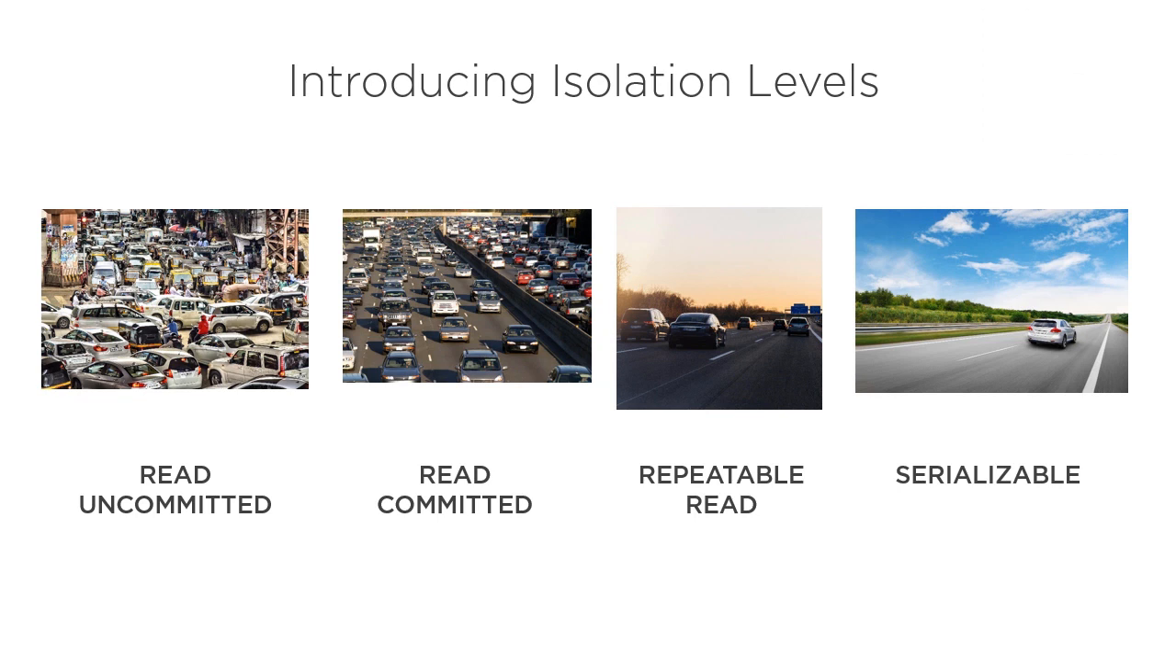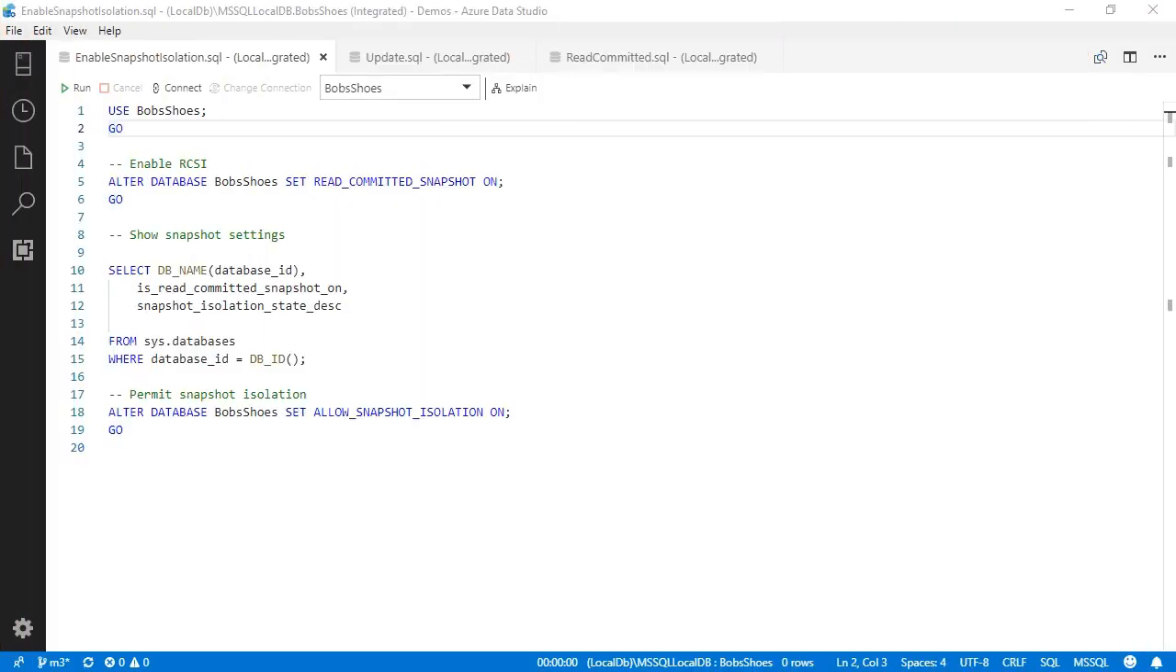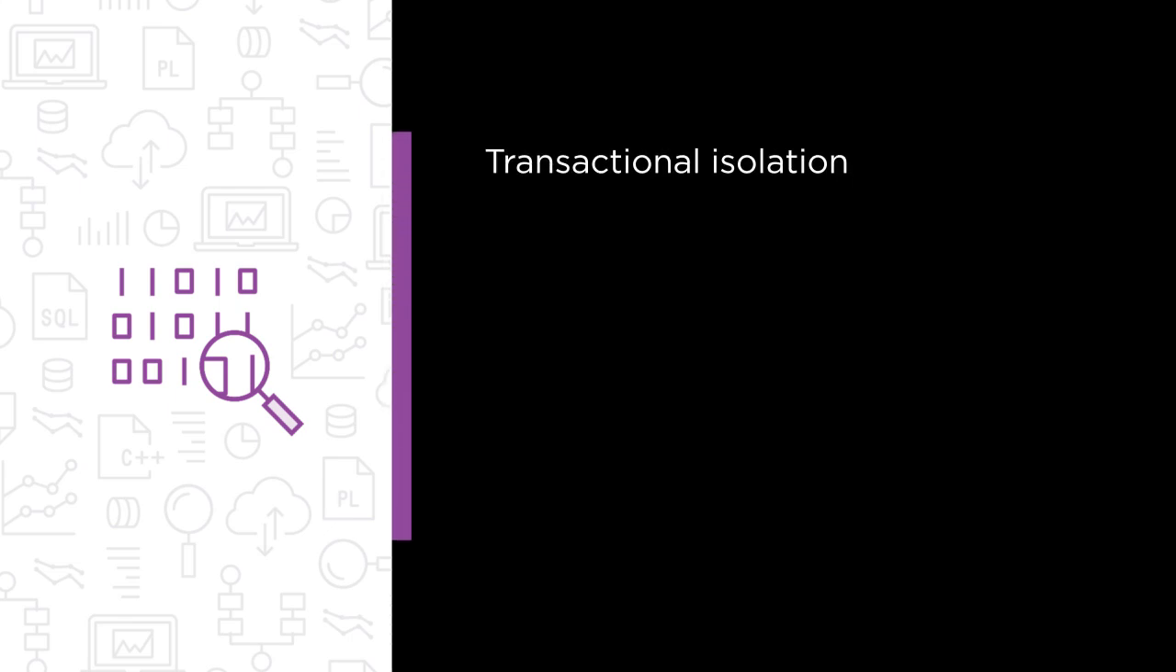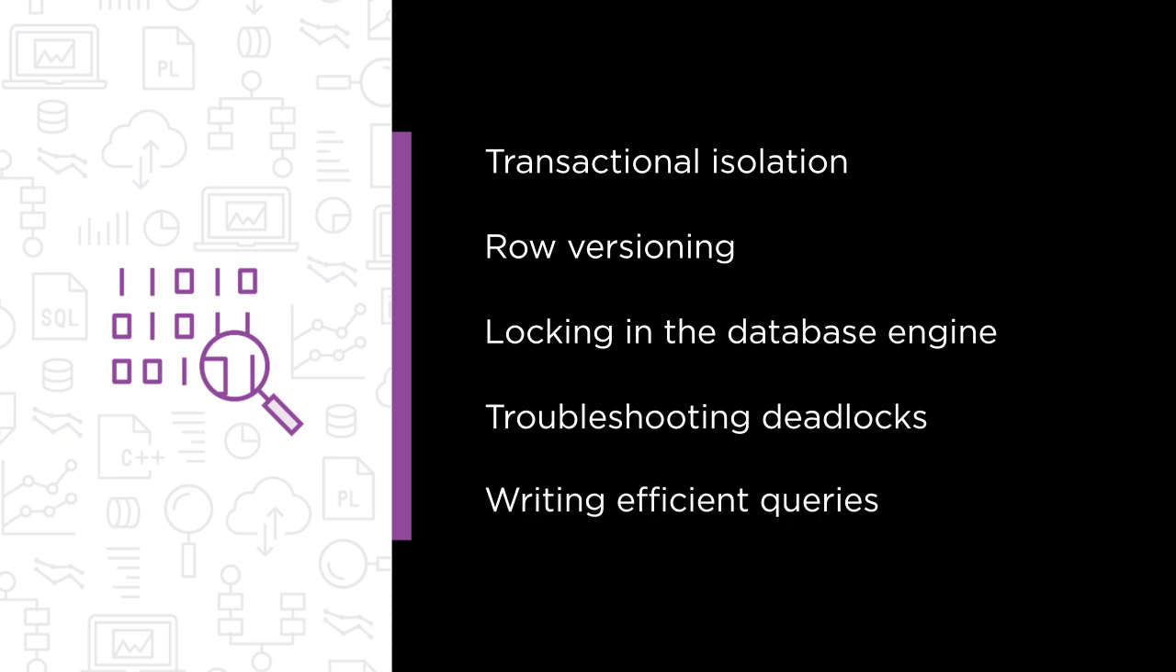In this course, we are going to explore the methods SQL Server uses to manage concurrent activity while preserving database integrity, and see the many things a query writer can do to maximize concurrency while balancing critical business needs. Some of the major topics we will cover include transactional isolation using the 4 ANSI isolation levels, row versioning using SQL Server's snapshot isolation, locking in the database engine, troubleshooting deadlocks, and writing efficient queries while maximizing concurrency.